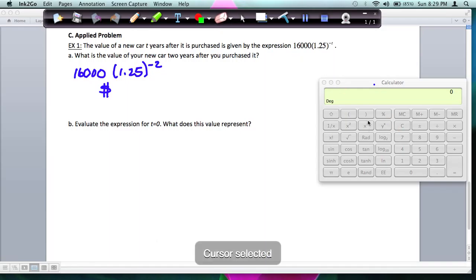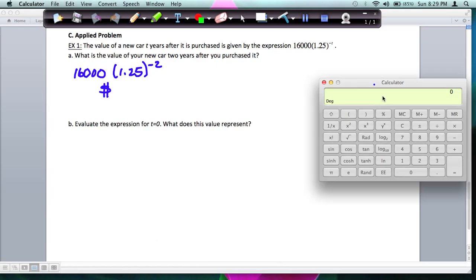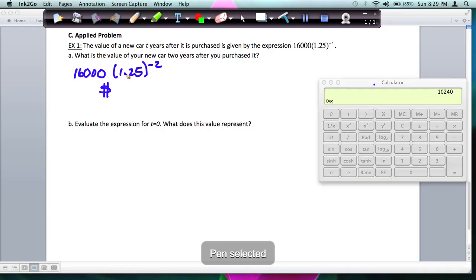So we're going to do 16,000 times, and you have to know how your calculator works. This one's a little bit different. So 1.25 raised to the negative 2 power, and my parentheses, and I get $10,240. So the car is worth $10,240 2 years later. So it's depreciated almost $6,000 in those 2 years.